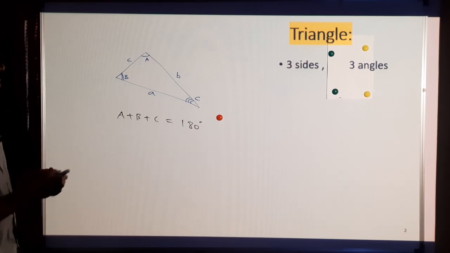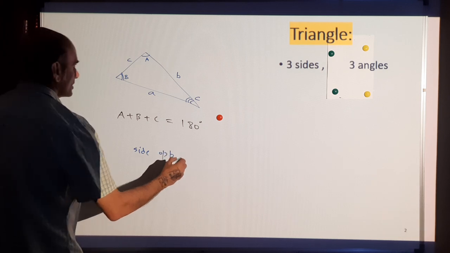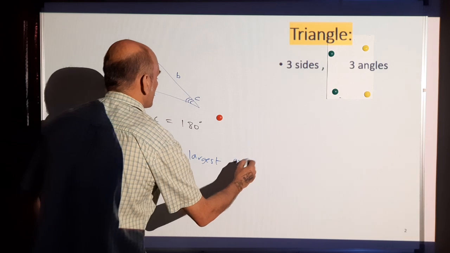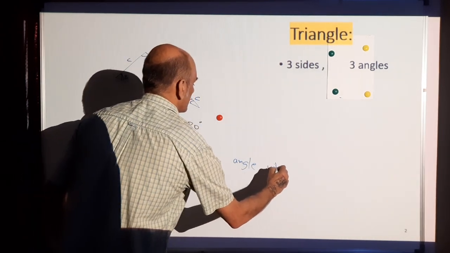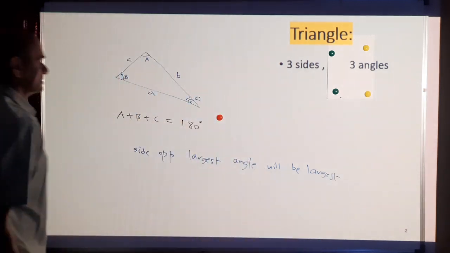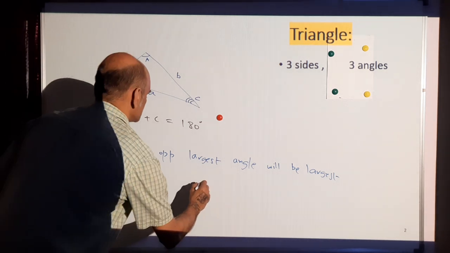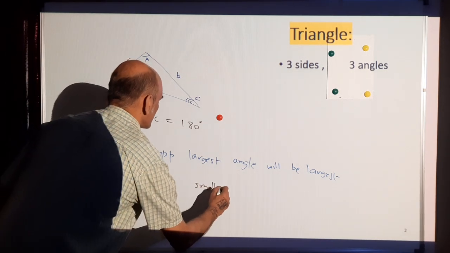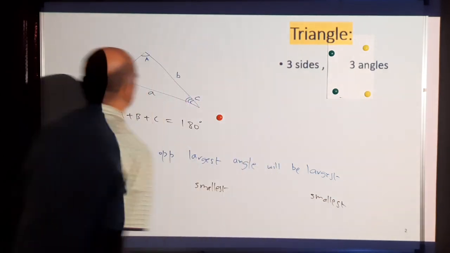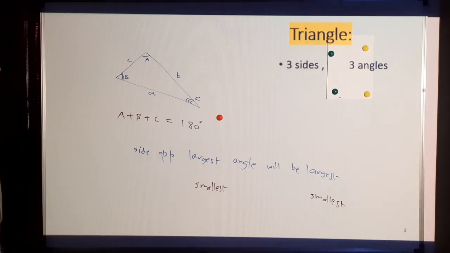Another property is side opposite the largest angle will be largest. Similarly, side opposite the smallest angle will be the smallest side. Side length is proportional to the size of the angle opposite it.